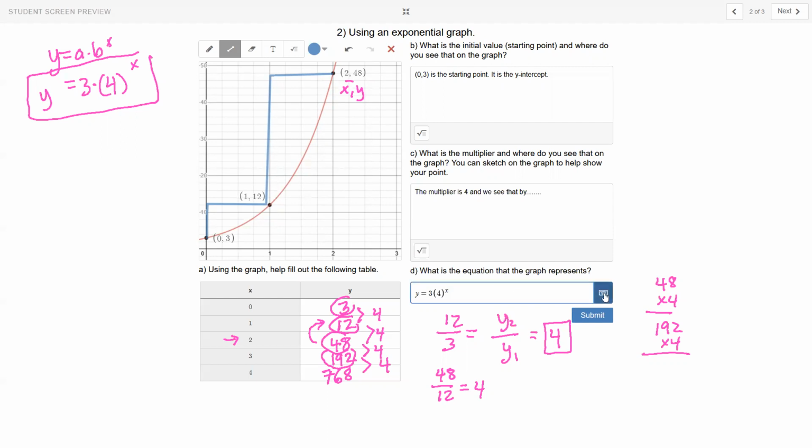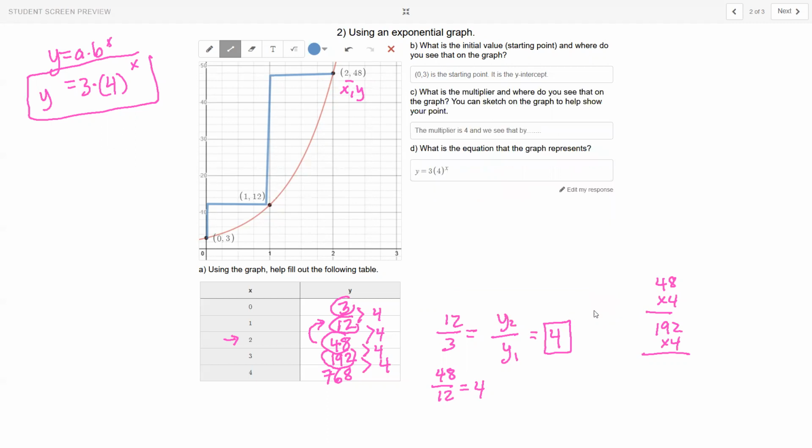The keyboard helps. Then you press submit, and you can edit your response if you need to. We're going to go to the next slide. I need to erase my work here.